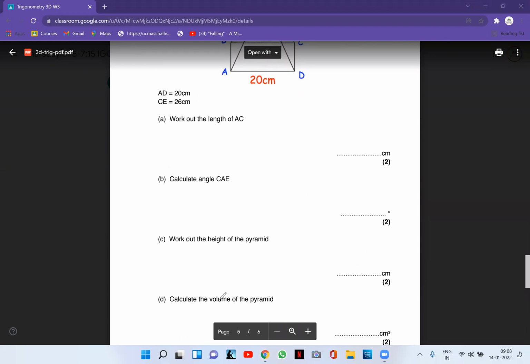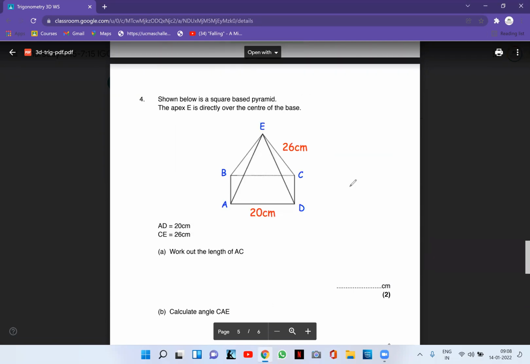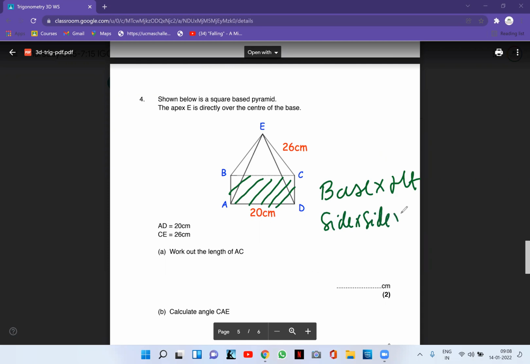Now our last requirement is volume of pyramid. We know that volume of any shape is base times height. Base is what over here? It is a square. As it is a square, base is side times side, into height. But volume of any pyramid is 1/3 into base into height. So area of square is side times side, into height.